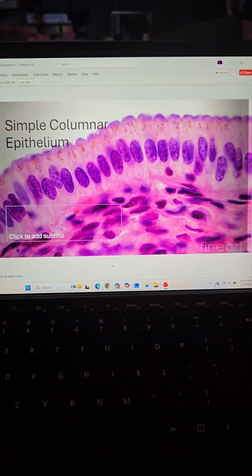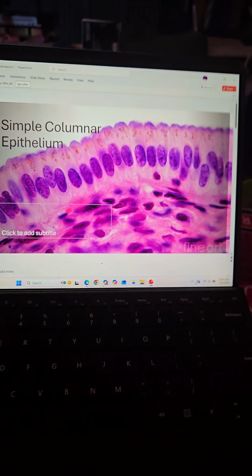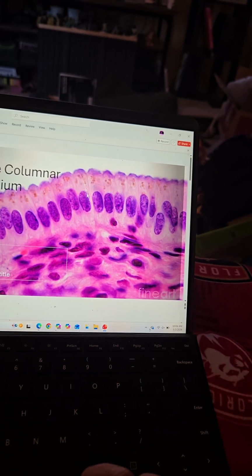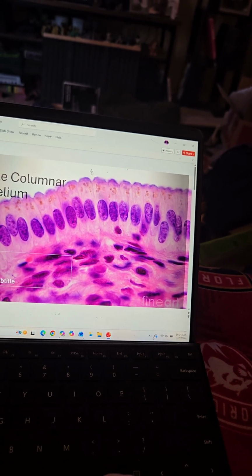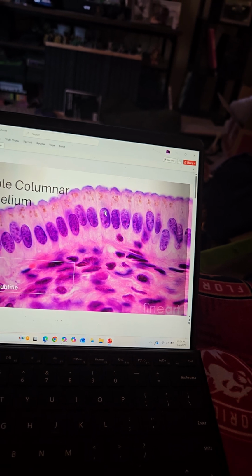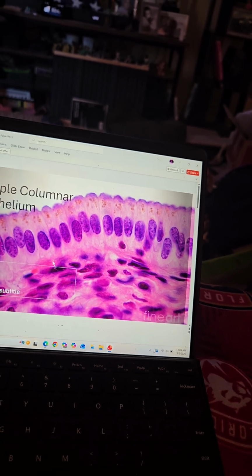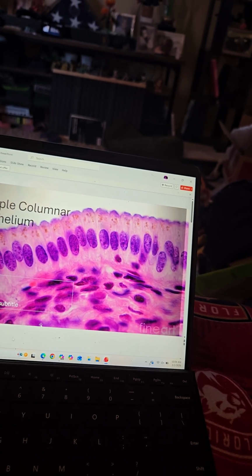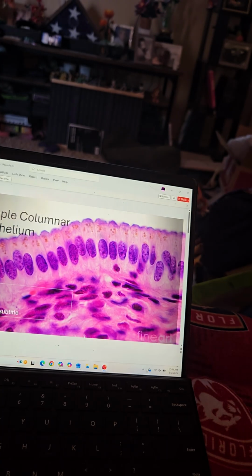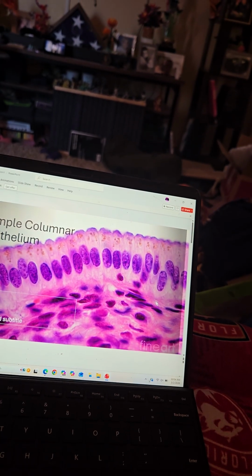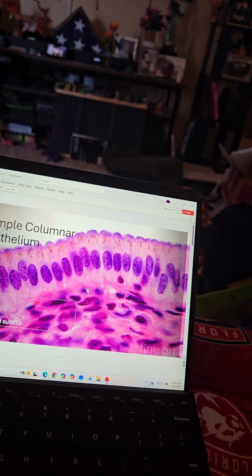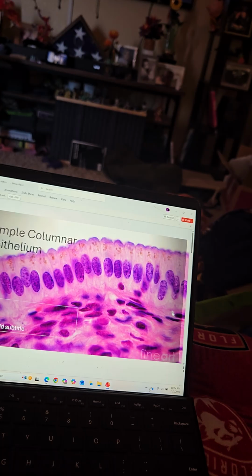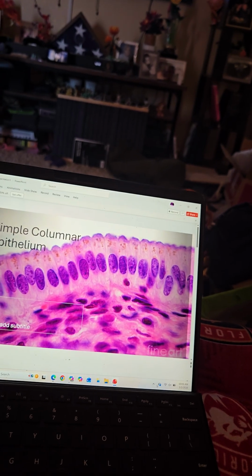So we're going to start off with a simple columnar epithelium. You can tell that this is the simple columnar because of these columns right here. They're single rows, they're tall, they're narrow. And these are the columnar cells. This right here is going to be the nuclei. Down here at the bottom, you're going to find the basement membrane, the connective tissue. And then right here, running along the bottom, is going to be the basement membrane. You can remember that because it's in the bottom of the cells.